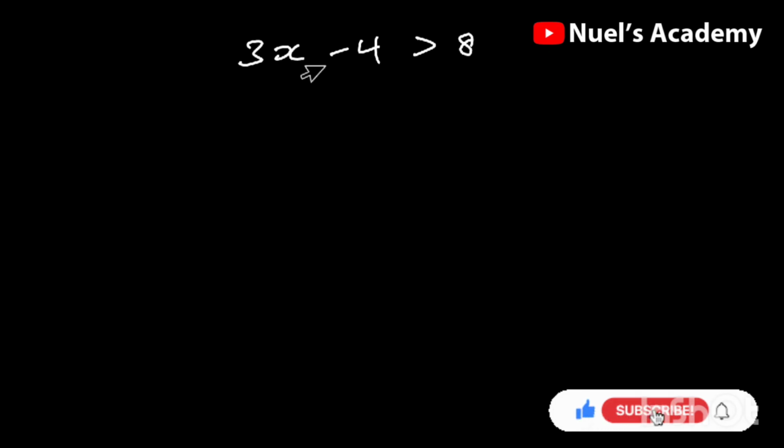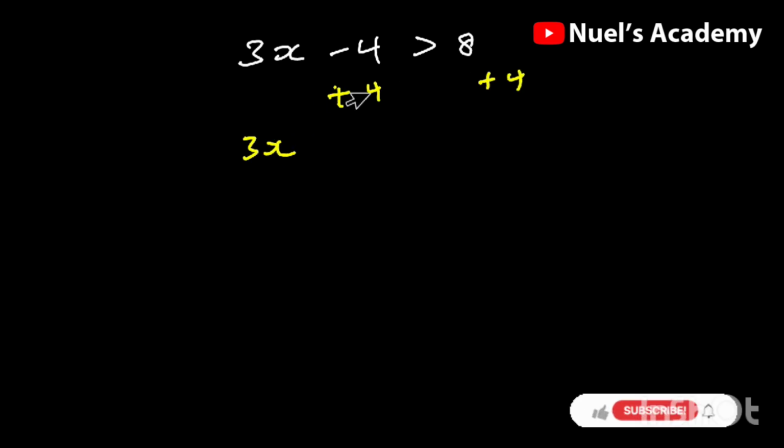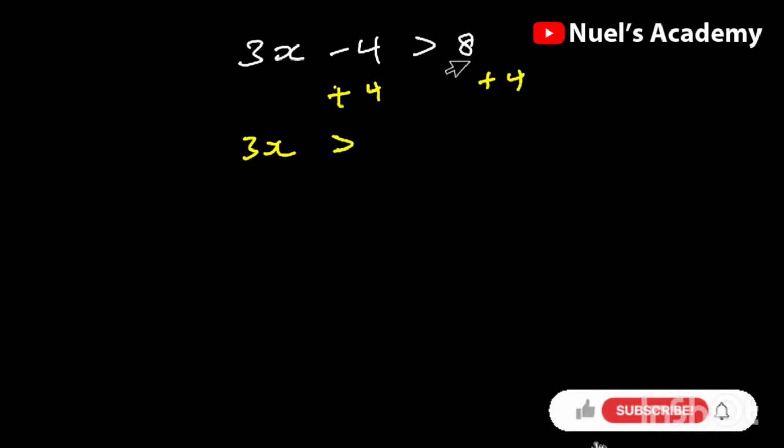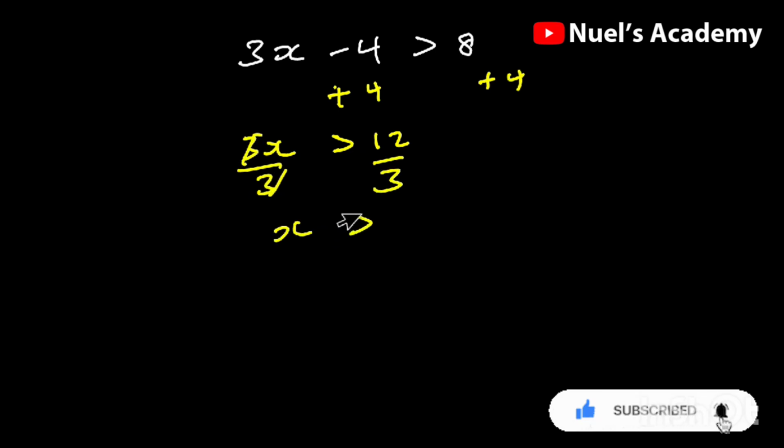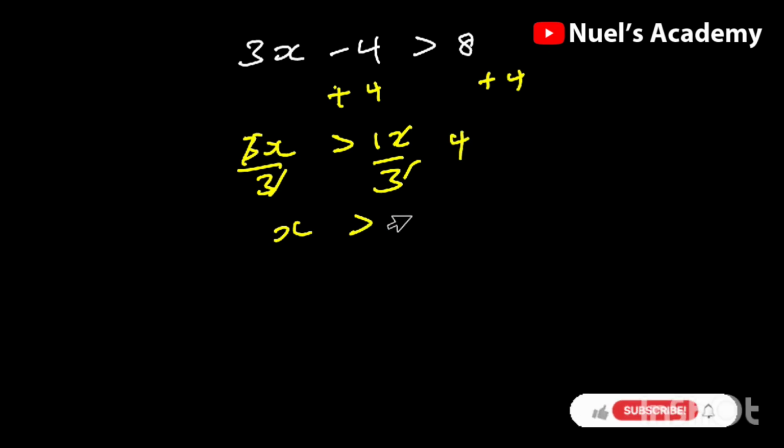We have 3x minus 4 is greater than 8. So let's go ahead and add 4 to both sides. So we're going to have 3x, negative 4 plus 4 is 0, so greater than 8 plus 4 is equal to 12. So let's divide both sides by 3. When we do that, this and this will cancel. We have x is greater than 12 divided by 3, which is 4. So we have that x is greater than 4.